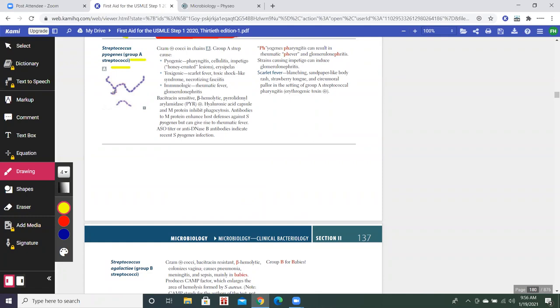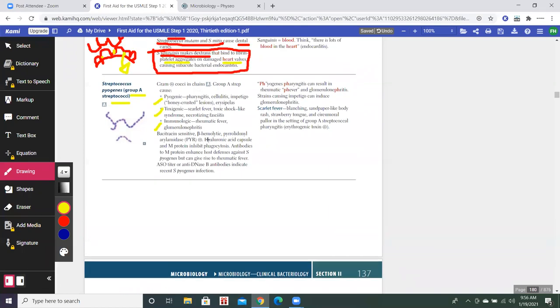As you can see, they are growing in chains. It's a gram-positive cocci in chains that can cause pyogenic, toxigenic, and immunologic disease. So they cause a lot of different types of damage. First of all, it's pyogenic, meaning that they will colonize and cause infection, resulting in pharyngitis, cellulitis, impetigo, erysipelas. Toxigenic means that they can cause scarlet fever, toxic shock-like syndrome, and necrotizing fasciitis. And immunologic, we all know that they can cause rheumatic fever and post-streptococcal glomerulonephritis.